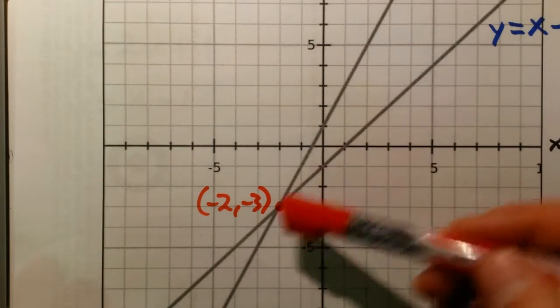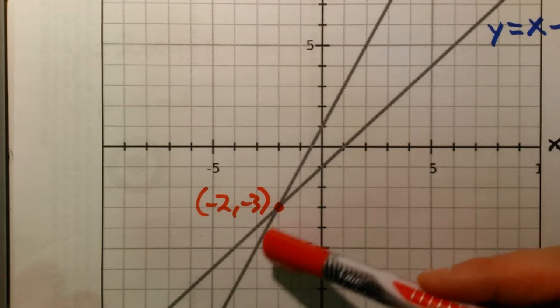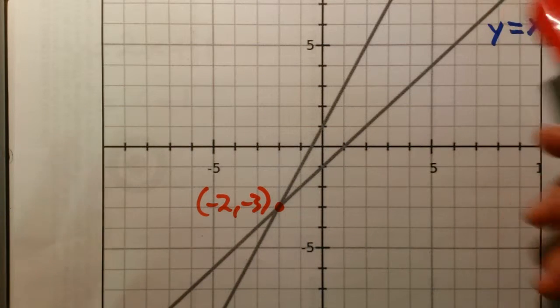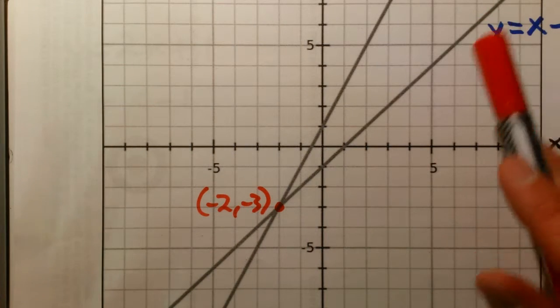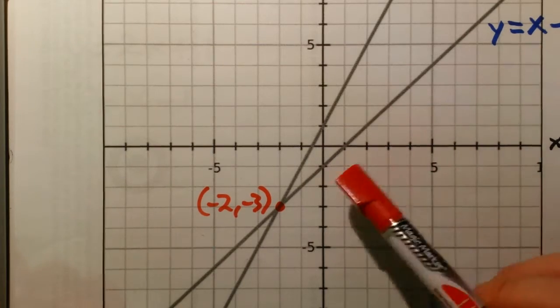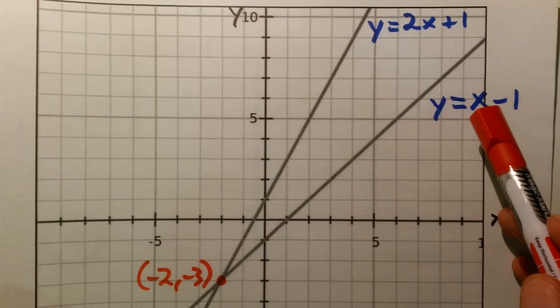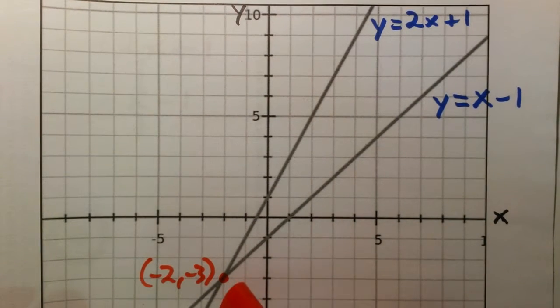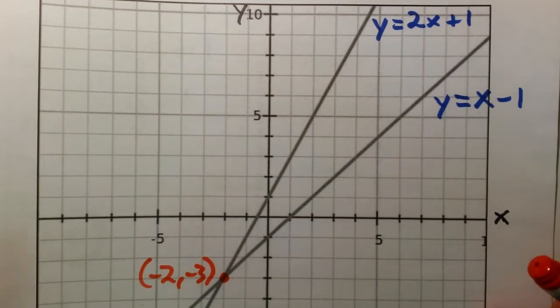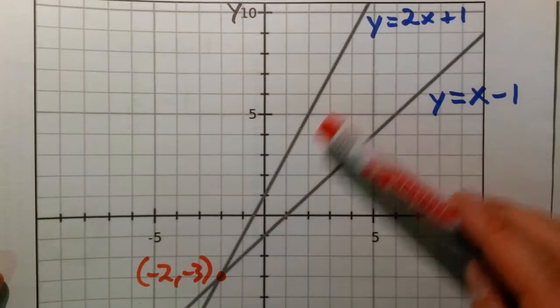This is the only point that these two lines share. Any other point belongs to each of the lines respectively, and of course it's represented with the x, y coordinates. So this is the only point where these two lines meet. That's one method, basically by graphing.